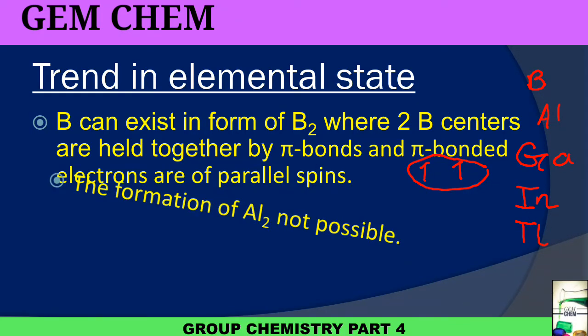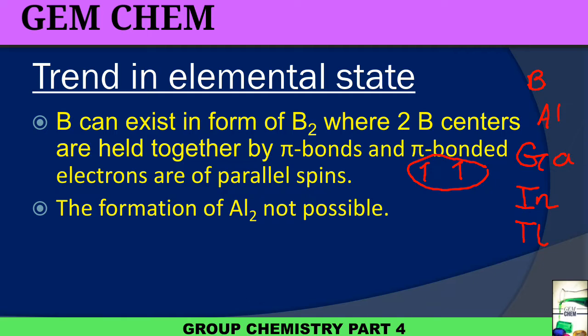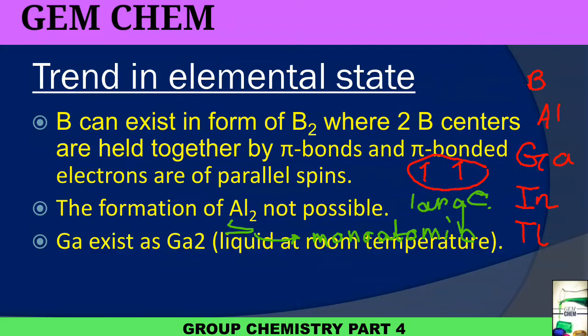Next, aluminium does not exist in the form of Al2, because the size of aluminium is large, and since its size is large, it is not possible to form a p-pi bond, as a result of which it exists as monoatomic in nature. So it is monoatomic, right? Now the next one is our third, that is gallium. Gallium is placed as Ga2 and it is liquid at room temperature.